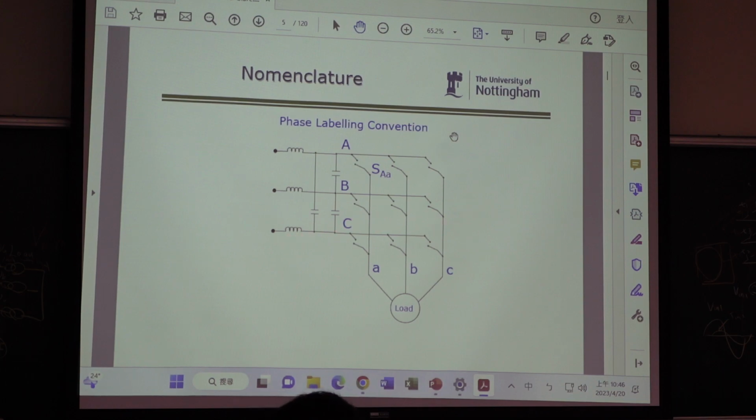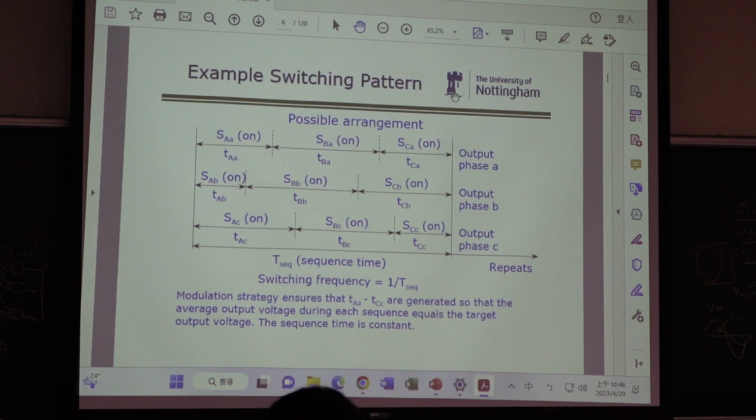Otherwise, people get confused. So you have to use capital A, capital B, capital C to show input, and small a, small b, small c to show output. If you say Aa, what does this mean? It means the switch connects input A and output a. Okay, so this is the fundamental label. People always use this label to show the matrix converter.